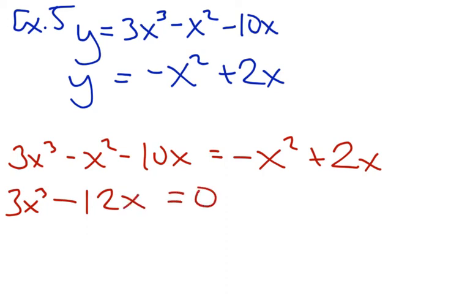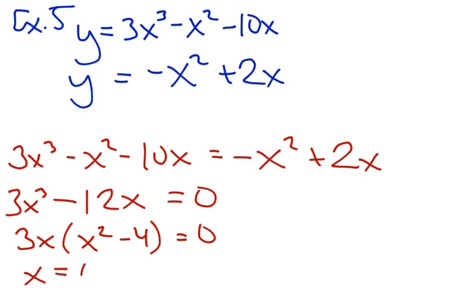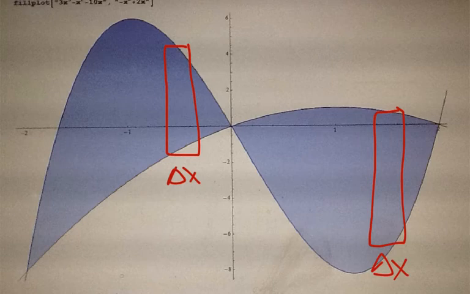And then I can factor out a 3x here, and we get x squared minus 4. And so I think, without having to write another step, you could probably see that our three solutions are 0, negative 2, and positive 2. And so, going back to the picture, we can clearly see the 0 right there. Over here is where the x value is negative 2, and over here is where the x value is positive 2. And so we know how to set this one up. From negative 2 to 0, I want the cubic over the quadratic. And then from 0 to 2, I want the quadratic minus the cubic.